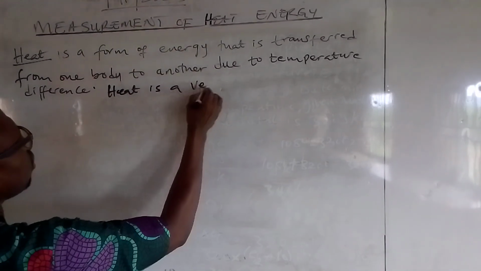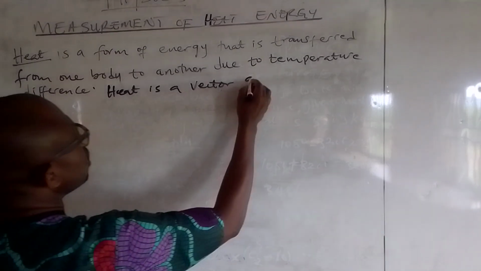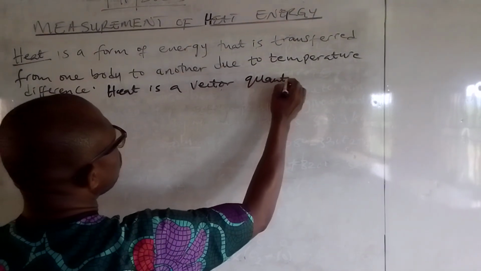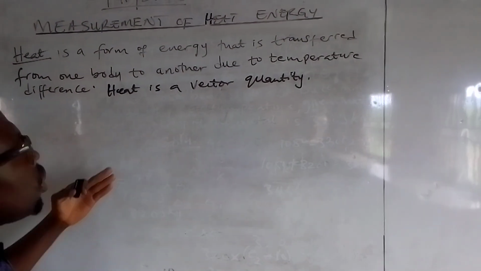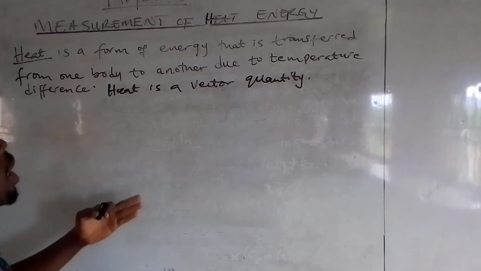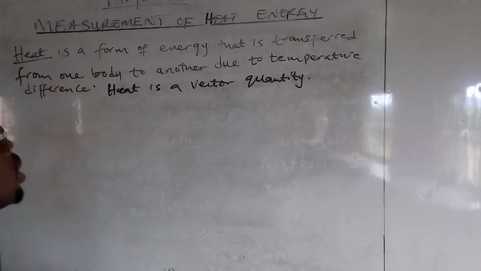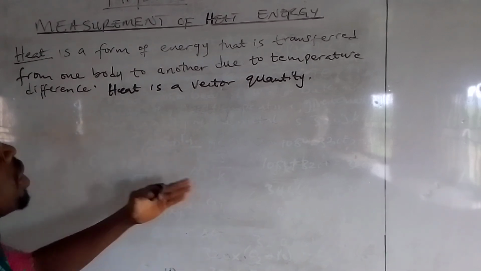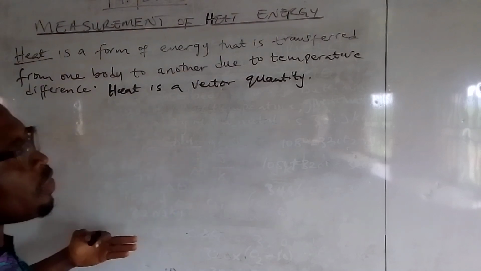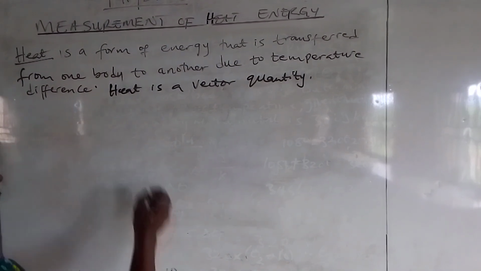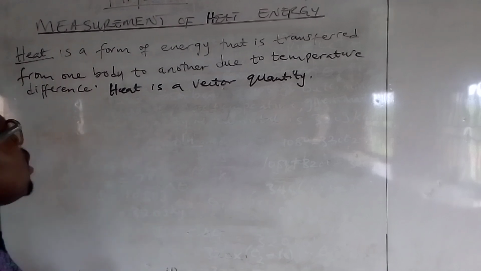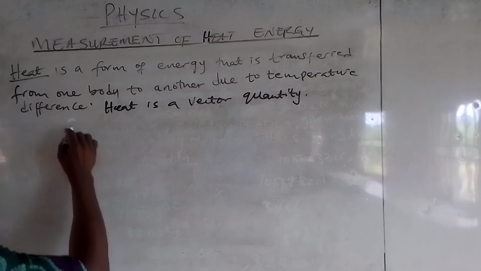is a vector quantity. Heat is a vector quantity. And of course, vector quantities have both magnitude and direction. Now for the direction, it is the temperature that gives the direction to heat flow. Because of that, we now say heat is a vector quantity.